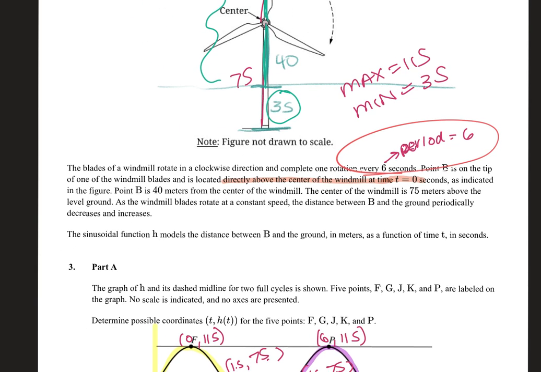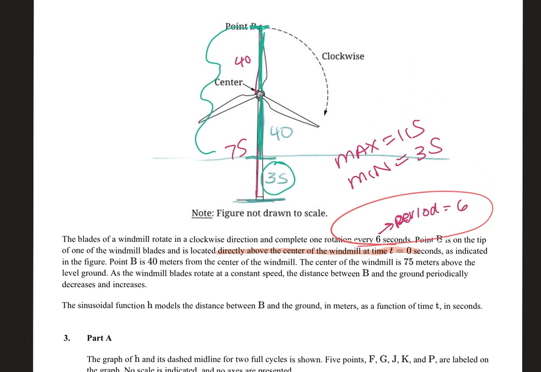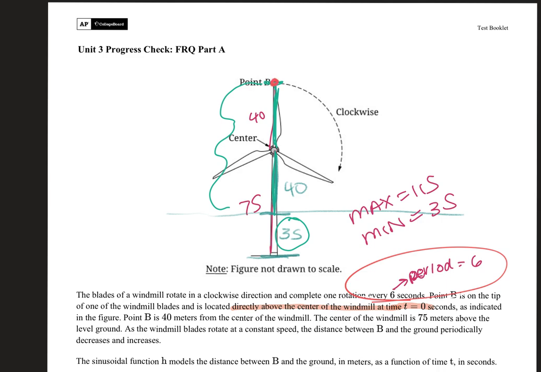Then it says point B is on the tip of one of the windmill blades and is located directly above the center of the windmill at time t equals 0. So t equals 0 is at your top, okay? As indicated in the figure, point B is 40 meters from the center of the windmill. So that's 40 meters. The center of the windmill is 75 meters above the level ground. So this whole thing is 75 from center to ground.